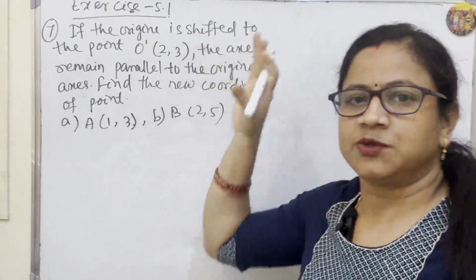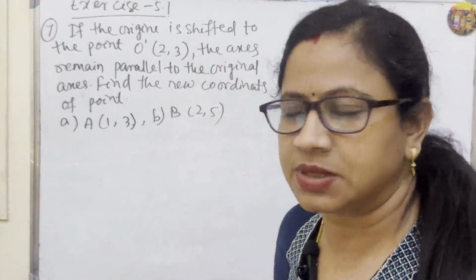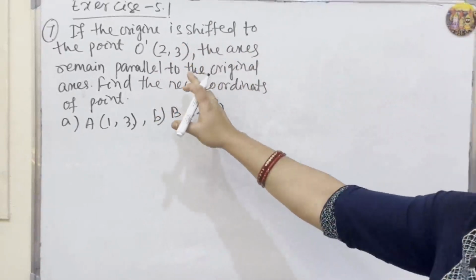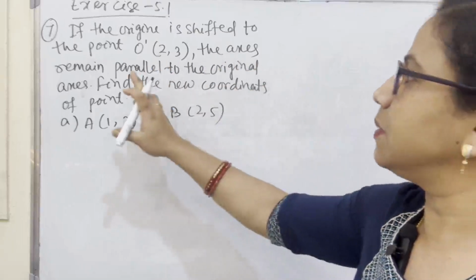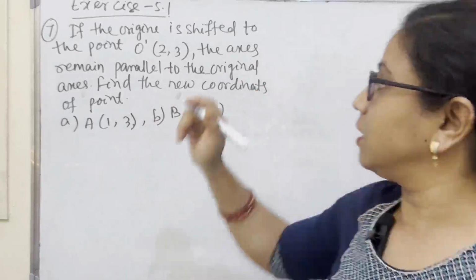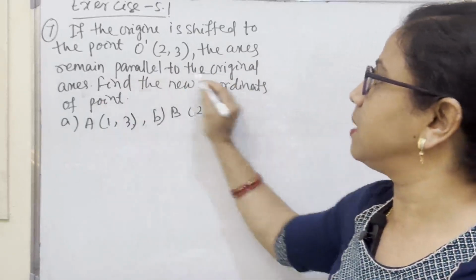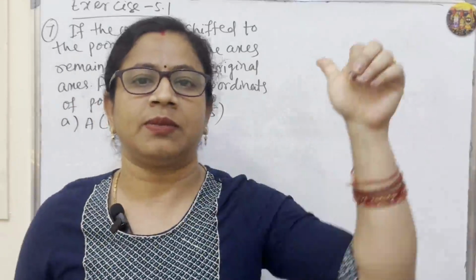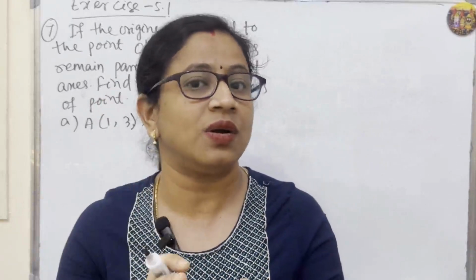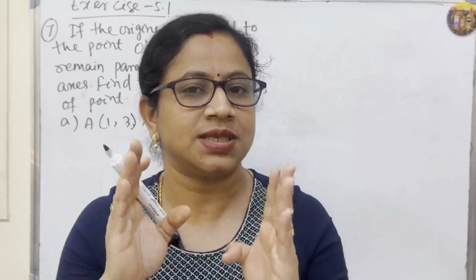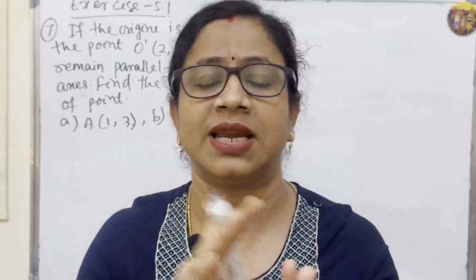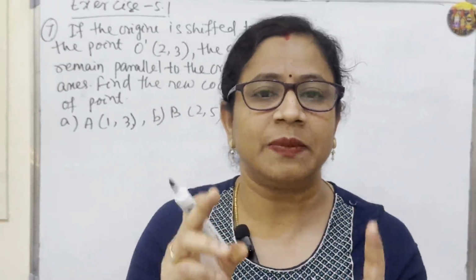So the question is from exercise 5.1, question number 7. If the origin is shifted to the point O dash, whose coordinates are 2 and 3, the axes remain parallel to the original axes. Find the new coordinates of points A and B. Here one part is written as the axes remain parallel to the original axes. If you remember the figure I have shown you, after shifting the origin, the new axes and the old axes were parallel to each other. So this is the concept that after shifting the origin, the axes will not intersect each other. They remain parallel to each other.